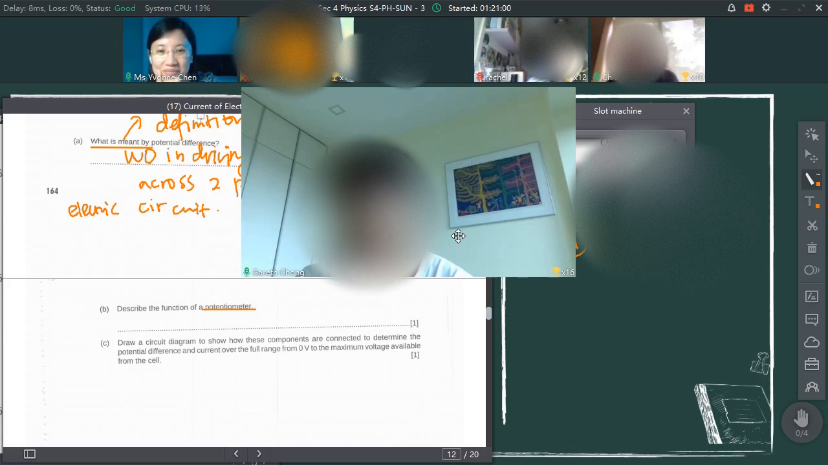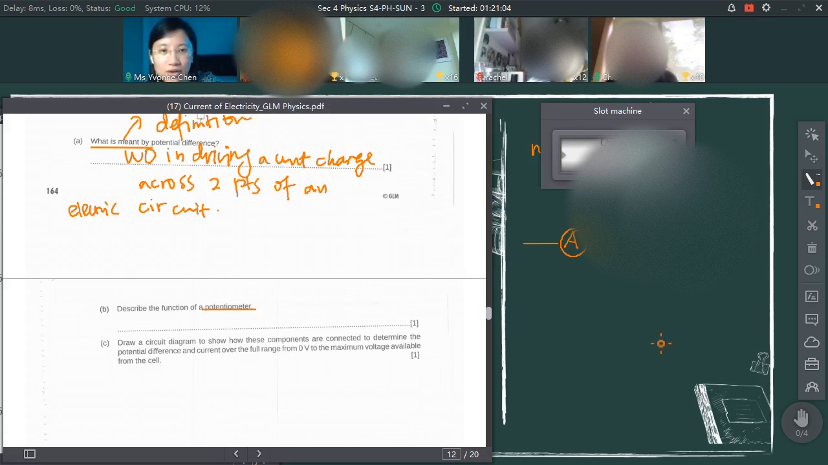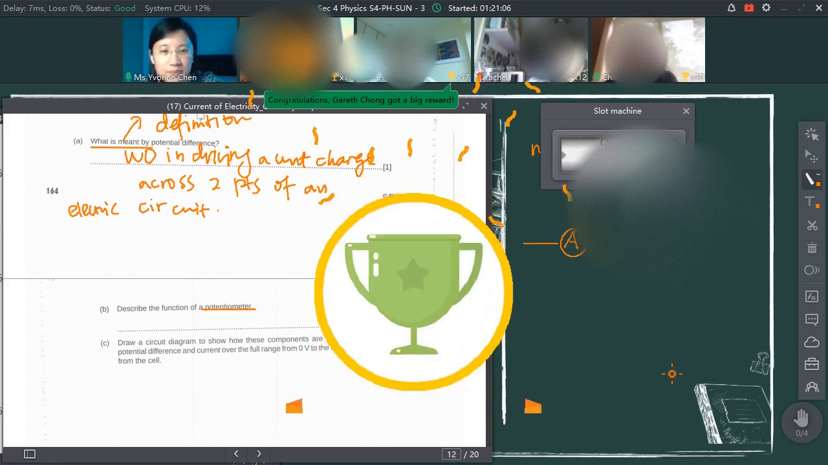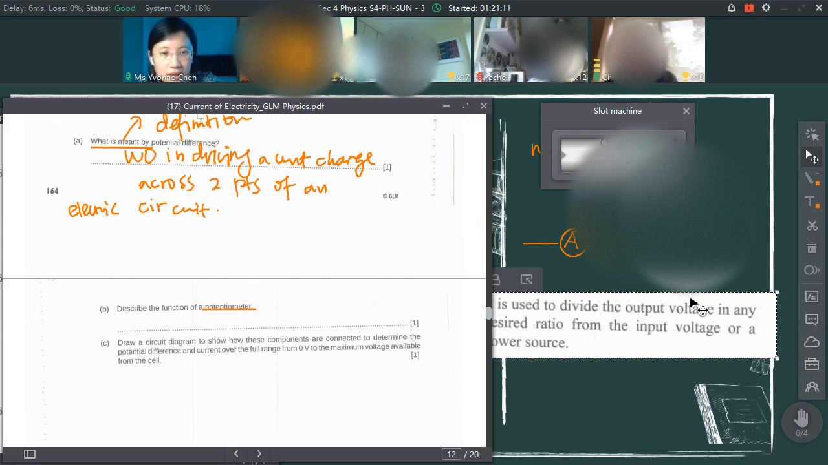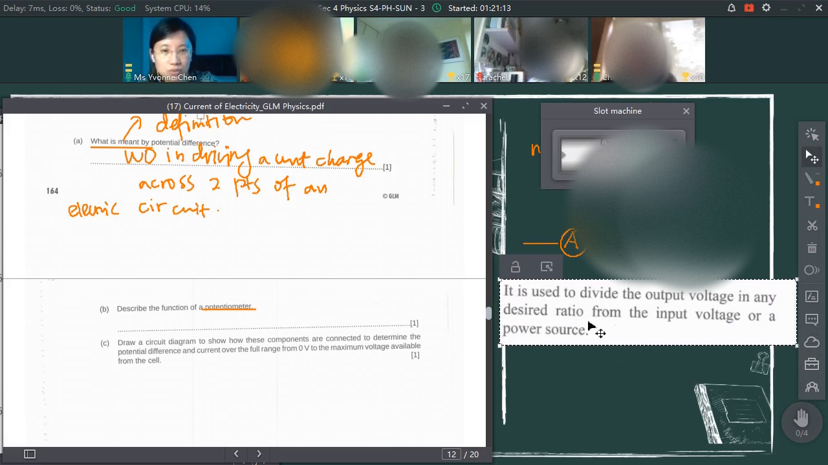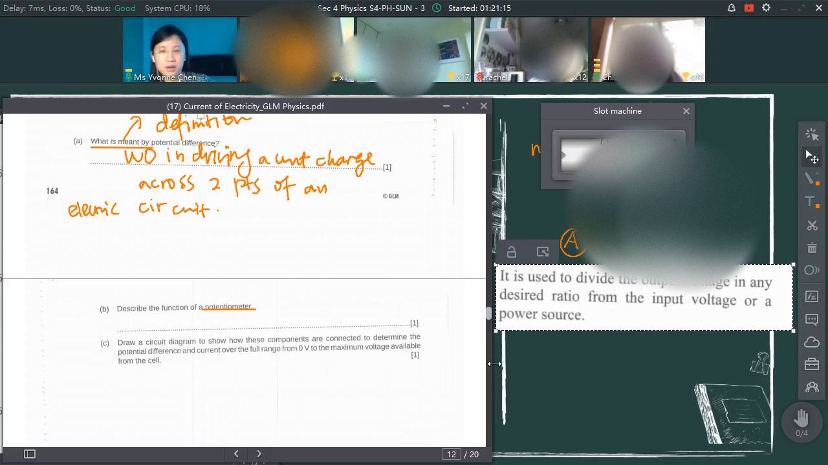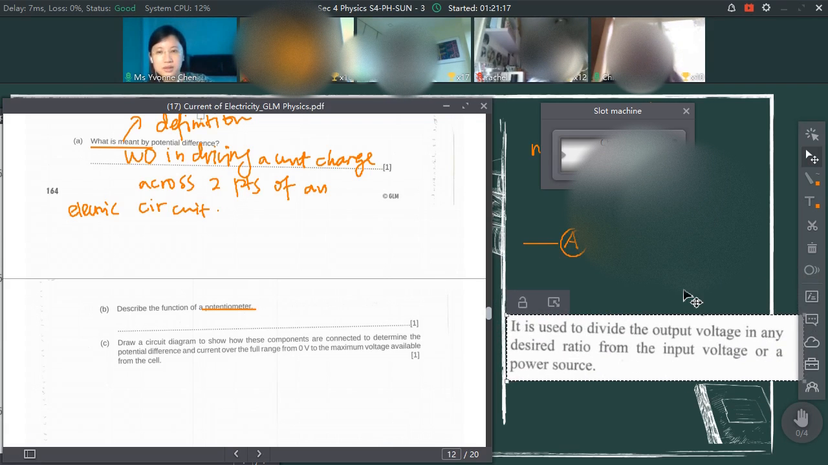Is it measures the potential difference? Measures, not exactly. Okay, never mind. Thank you for your effort. I'll give you the definition here. This is the answer for question 7 part B. Please take note.